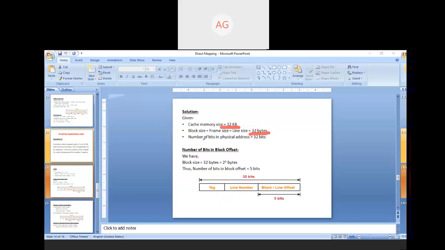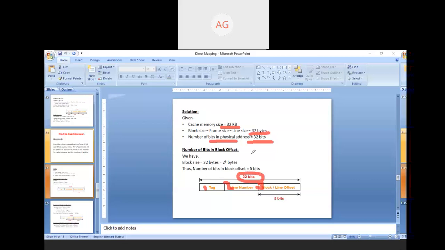and the number of bits in the physical address is the 32-bit address which is generated by the CPU, which is also known as the physical address. So the number of bits in the physical address is 32 bits. It means we have the physical address, all these three fields combined, and the size of all of these combined is 32 bits.